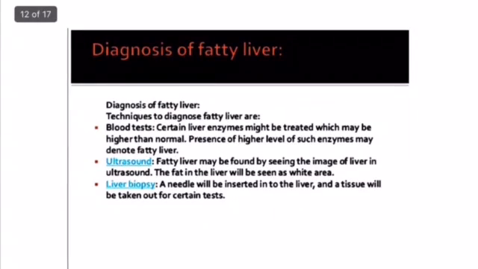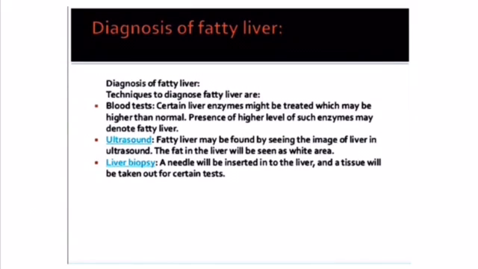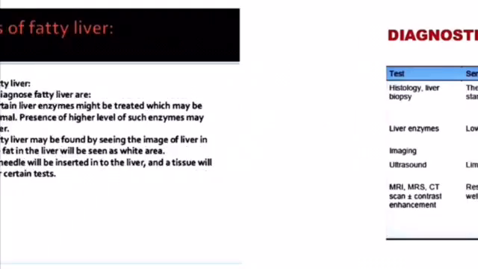And further, coming to the diagnosis of fatty liver, techniques to diagnose fatty liver are blood test, ultrasound, liver biopsy. In blood tests, certain liver enzymes might be tested which may be higher than normal. Presence of higher levels of such enzymes may denote fatty liver. Ultrasound: fatty liver may be found by seeing the image of the liver in ultrasound. The fat in the liver will be seen as a white area, and in biopsy a needle will be inserted into the liver and a tissue will be taken out for certain tests.